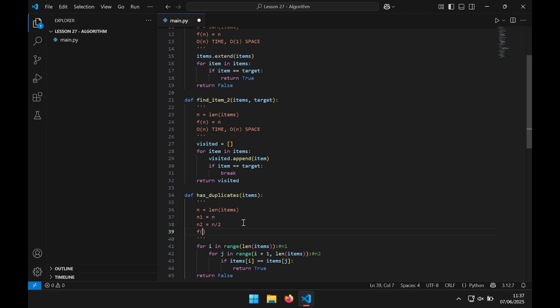f of n is equal to n1 multiplied by n2, which is equal to n squared divided by 2. So what is the big O notation? n squared. So, big O of n squared for the time complexity, and O of 1 for the space complexity. We are not occupying any space.